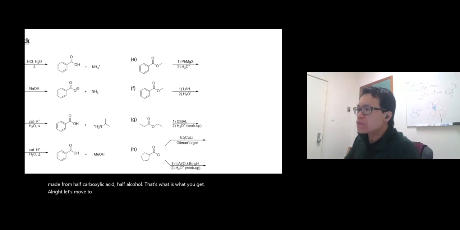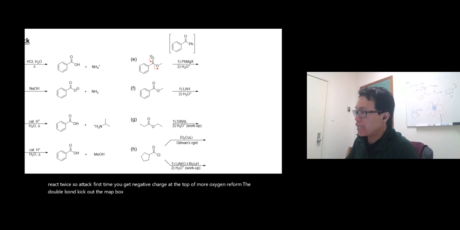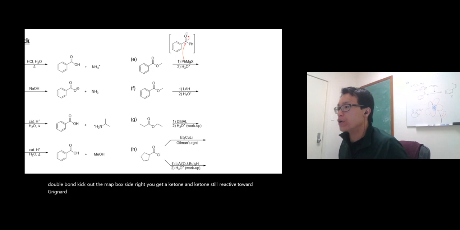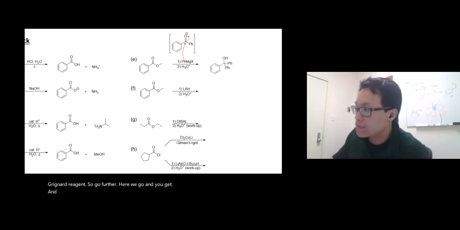Let's see what we got. An ester plus Grignard reagent, so this guy will react twice. All right, so attack the first time, you get a negative charge on the oxygen. Reform the double bond, kick out the methoxide. You get a ketone, and the ketone is still reactive toward Grignard reagent. So go further, here we go, and you get an alcohol. Do it twice.